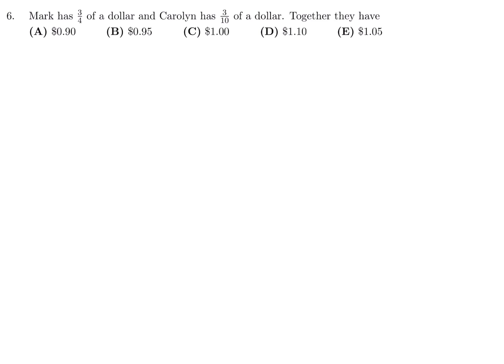Mark has 3/4 of a dollar and Carolyn has 3/10 of a dollar. Together they have... 3/4 of a dollar is 75 cents. And 3/10 of a dollar is 30 cents. So together they have $1.05. And therefore number 6, the answer is E.